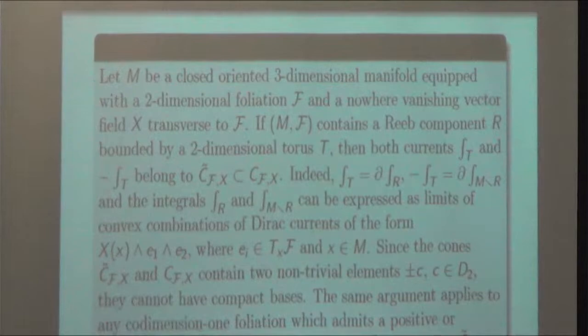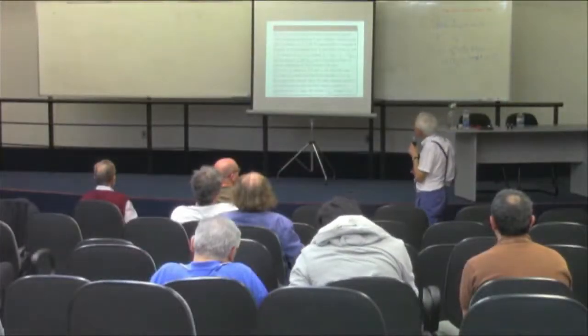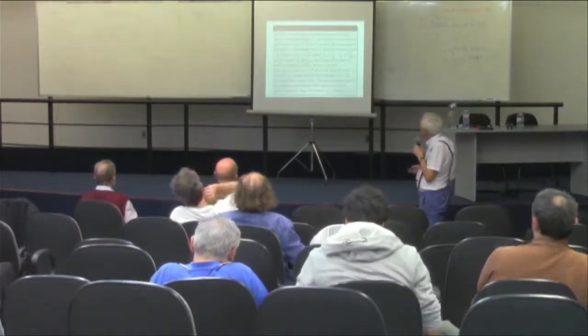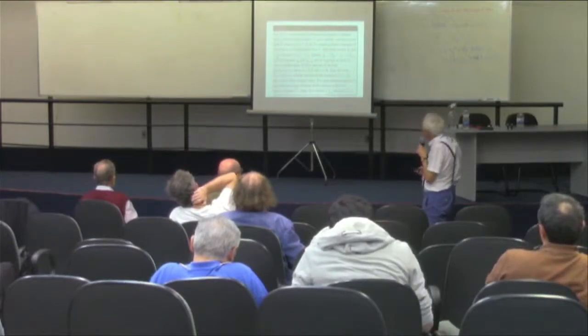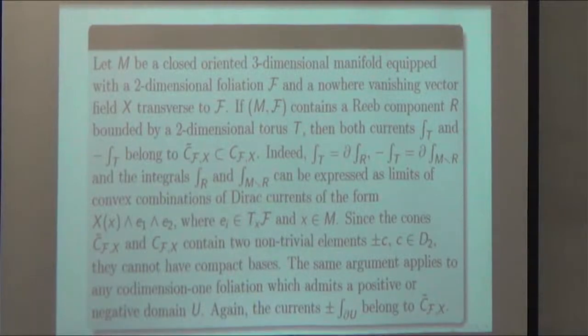This is a kind of example: if you take a closed oriented 3D manifold equipped with a two-dimensional foliation F and a nowhere vanishing vector field X transverse to F, and if our foliation contains a Reeb component bounded by a two-dimensional torus, then both currents, integration over T with two different orientations, belong to the cone C tilde FX. Both of them are boundaries of the integrals over either the Reeb component or the complement of the Reeb component. And these integrals can be expressed as limits of convex combinations of direct currents of the form we want.